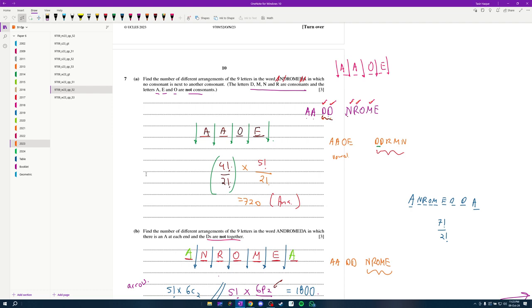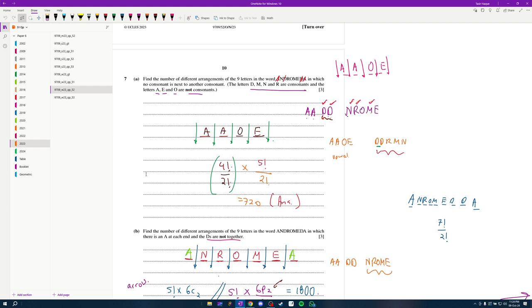Andromeda. It's the name of a galaxy. So one variation I missed while I was teaching initially was that of vowels and consonants. So Andromeda, double A, double D. No consonant is next to another consonant. Okay. So what are the vowels here? We have 2 A's, 1 O, and 1 E.